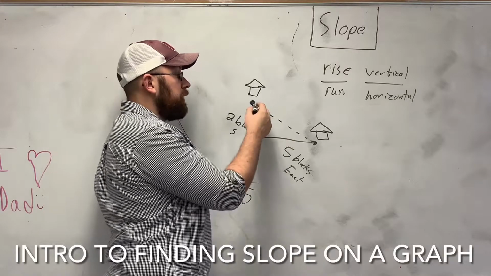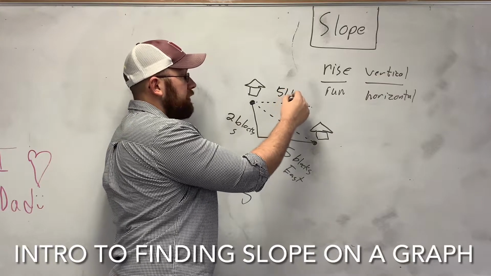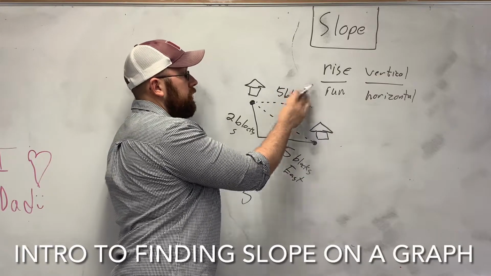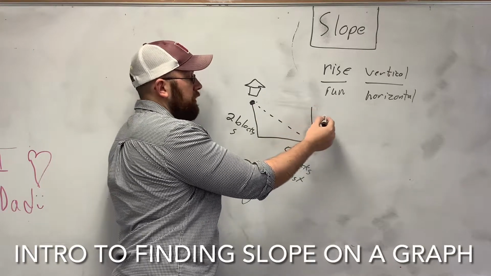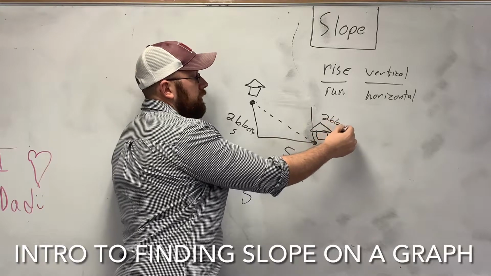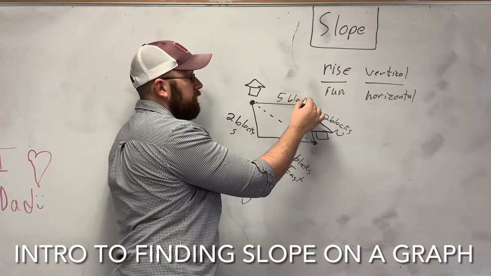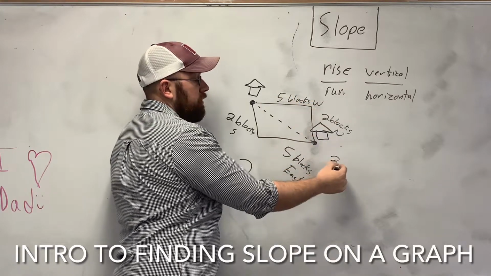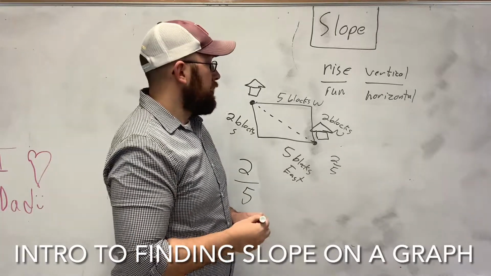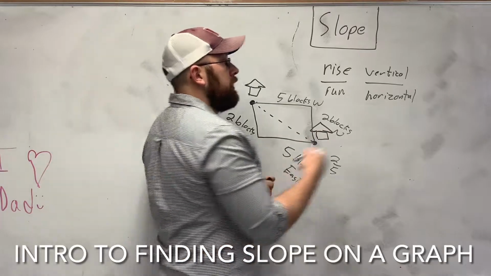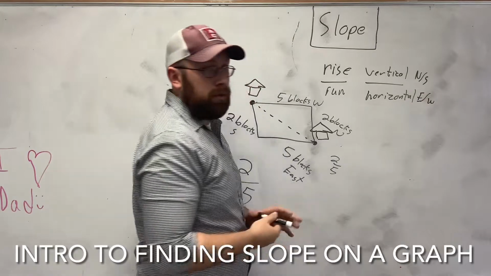If I want to go the other way, say from Susie's house, I'm going 2 blocks north, and then 5 blocks west. It's still 2/5, no matter what. It doesn't matter which point you start from. You just have to know vertical and horizontal, or you could say north, south, and east and west. It's basically like giving directions on a coordinate plane.